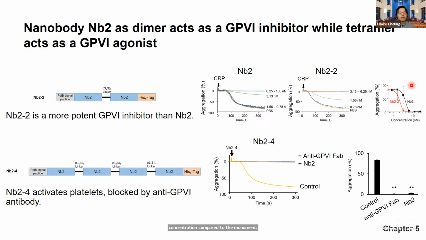On the other hand, the tetramer MB24 is a platelet activator. As seen here in the aggregation curve, addition of MB24 induced platelet aggregation, which is in turn blocked by anti-GP6 Fab or the MB2 monomer itself.